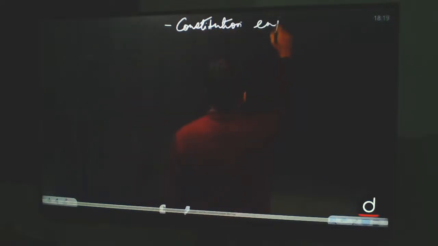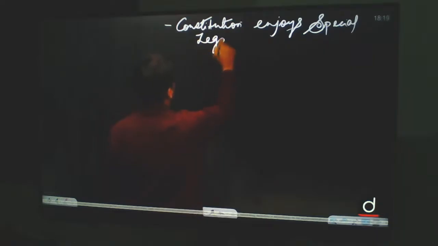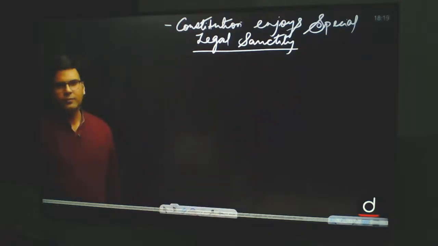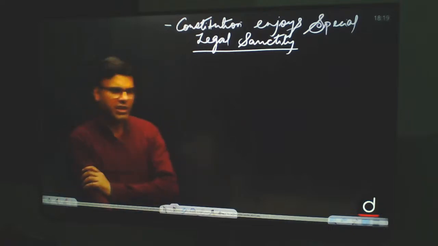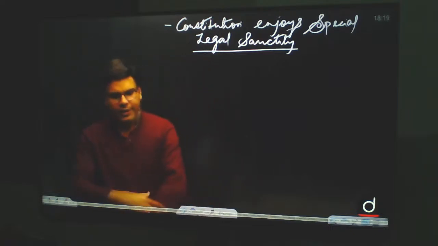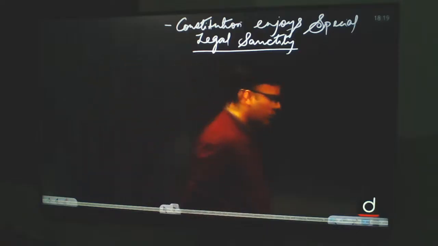ये दूसरा पॉइंट था. थर्ड पॉइंट इज दैट Constitution enjoys special legal sanctity. What does this mean? Special legal sanctity. ठीक है, तो यहां हमें समझना होगा थोड़ा प्रिंसिपल्स, जिसकी वजह से बाद में हम डेमोक्रेसी और ऐसे शब्द पढ़ेंगे.